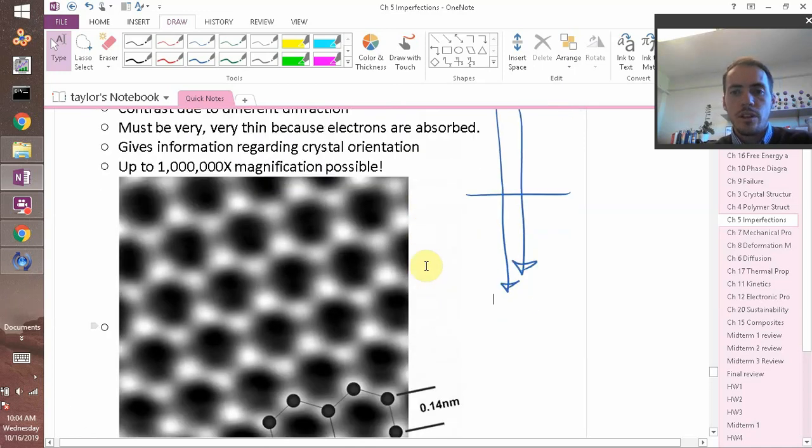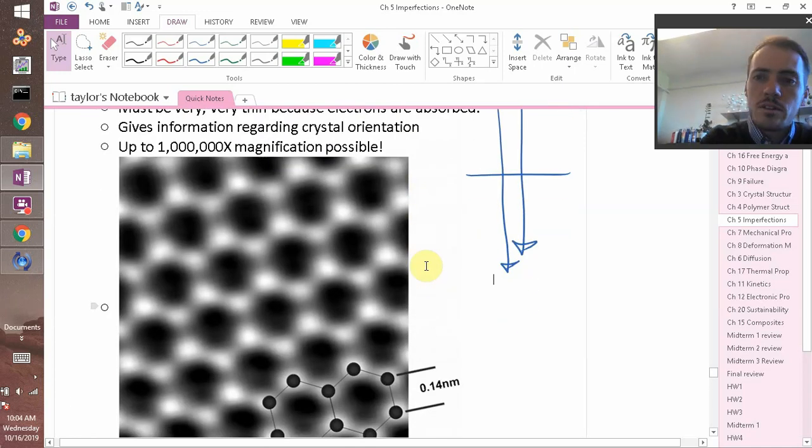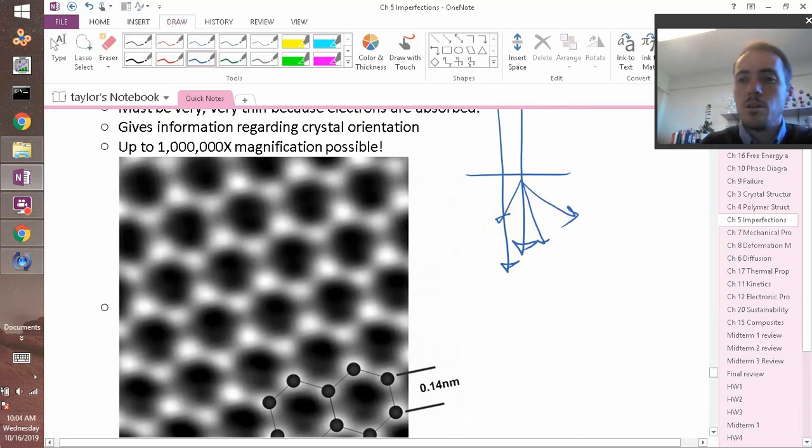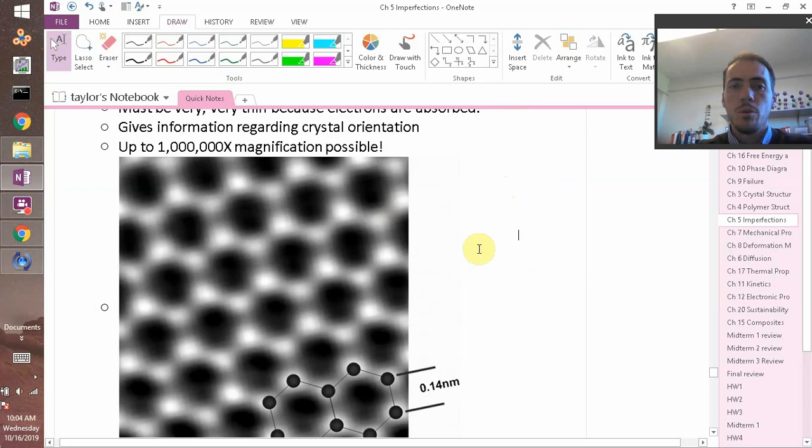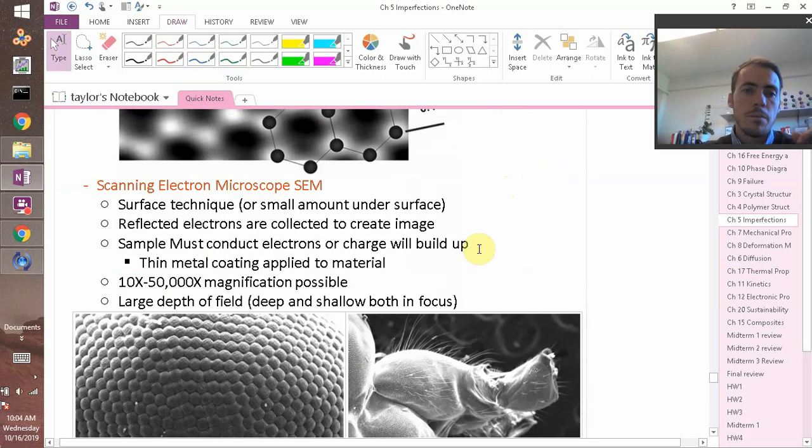You can also do things like diffraction. We're not going to cover that in this class, but instead of the electron beam passing right through, it actually gets diffracted. You see it splitting off at different angles, and you can measure those and do diffraction. Just like we did diffraction with x-rays, you can do electron beam diffraction as the beams pass through your sample, which lets you characterize the structure while you're also looking at it, which is really cool.